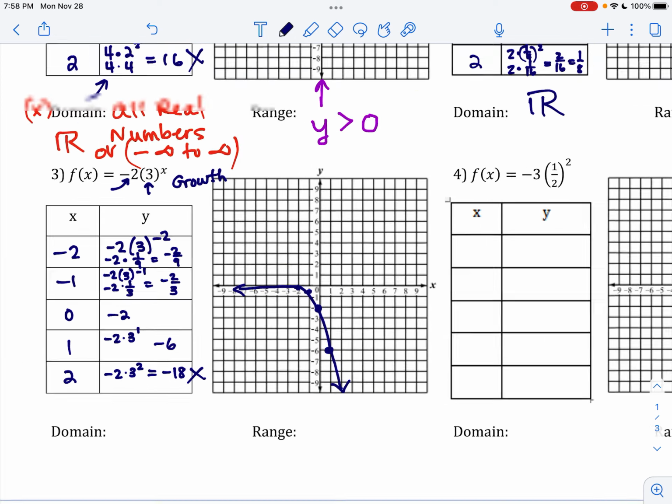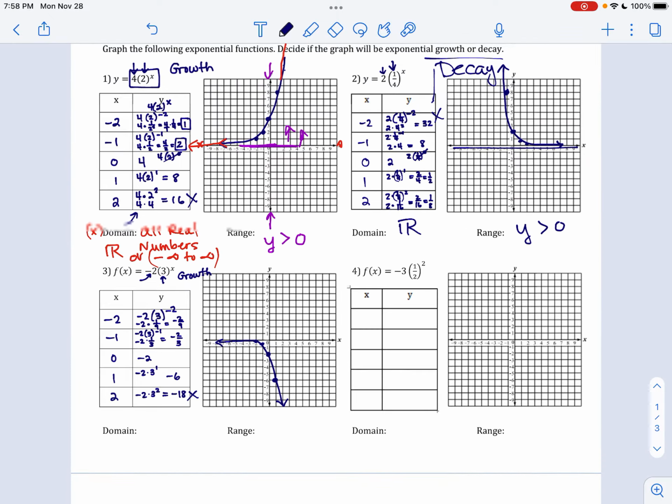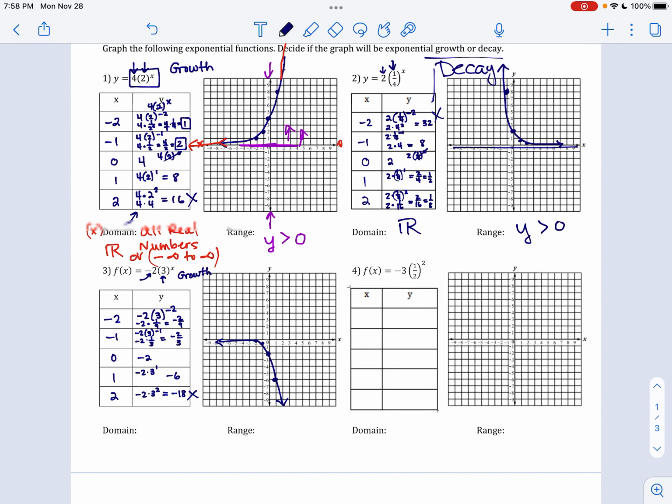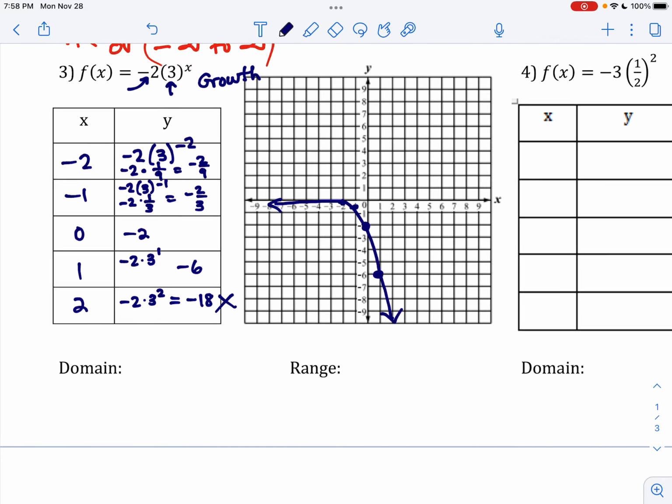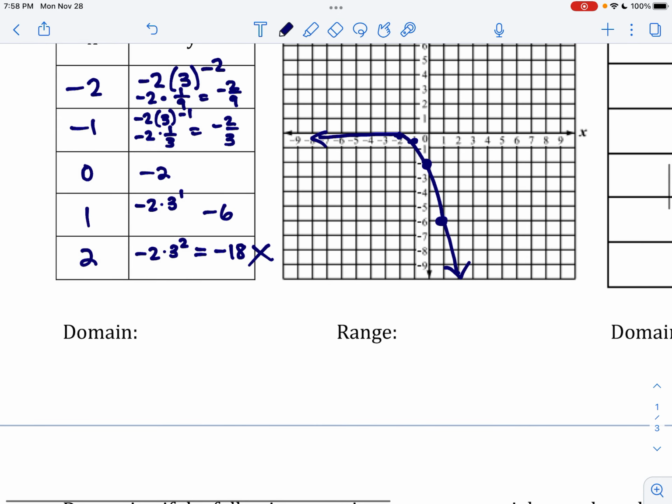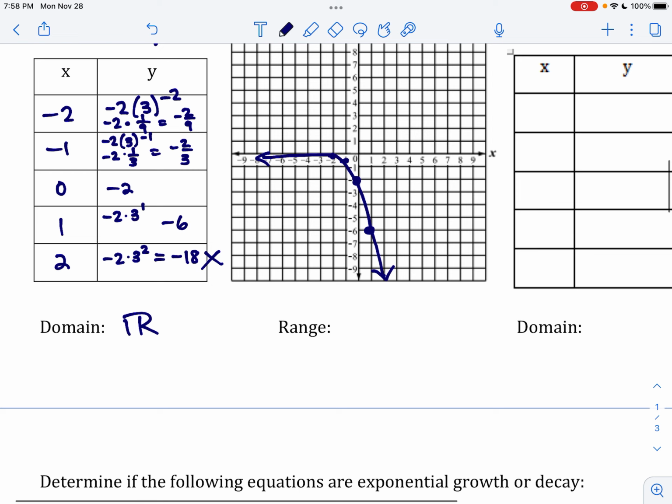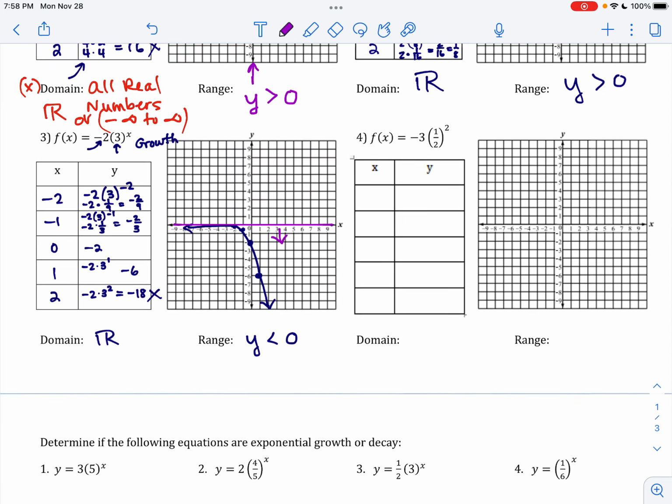So it's similar to the one right above it, except it's flipped upside down and it's below the x-axis this time. So our domain is still going to be all real numbers. And the range now is going to be y is less than 0 because it's below the x-axis. So it goes down. The graph is below the x-axis, so it's going to be y is less than 0.